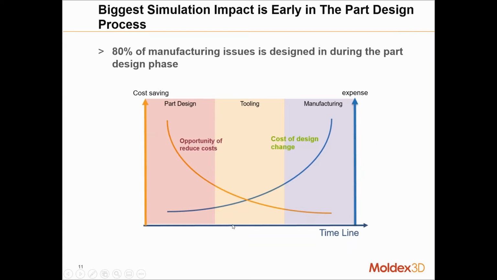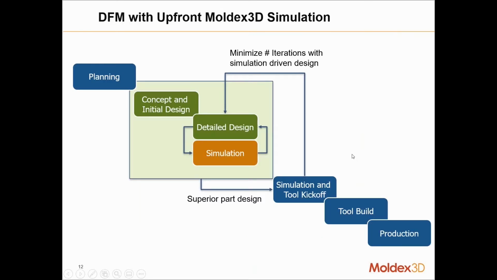So this is the chart explained. In the early design phase, we have more freedom to make design changes, and this is going to help us save more cost. So right now, what Modex 3D can do is help the part designers do upfront simulation in the early design phase. Basically, it helps the tooling or manufacturing engineers eliminate those iterations and makes sure the part is designed well enough so the tooling side and the manufacturer are able to build a better tool or mold.